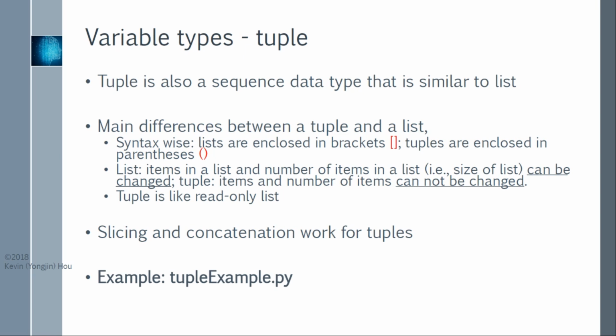That's the first difference. The second difference is the values in the list. The elements in the list can be modified, can be changed, but all the elements in tuple, once assigned, cannot be modified. So you may think tuple as a read-only list. The slicing and the concatenation can also work for tuples. And here, let's see the examples.